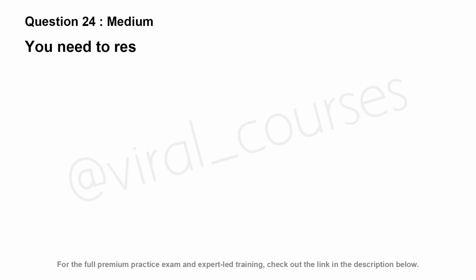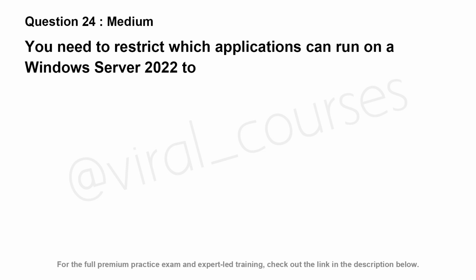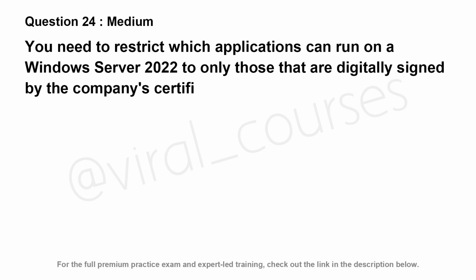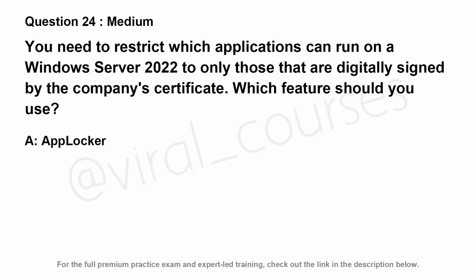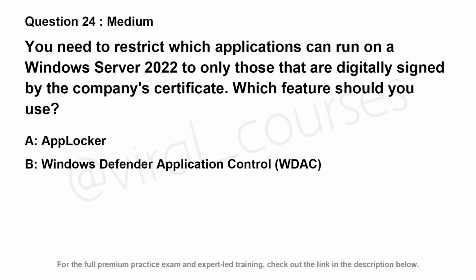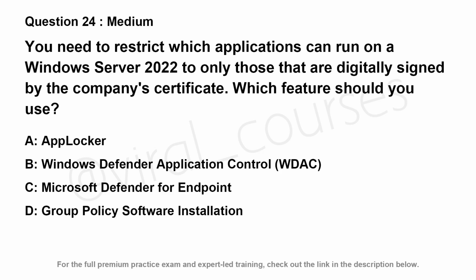You need to restrict which applications can run on a Windows Server 2022 to only those that are digitally signed by the company's certificate. Which feature should you use? Option A, AppLocker. Option B, Windows Defender Application Control, WDAC. Option C, Microsoft Defender for Endpoint. Option D, Group Policy Software Installation.